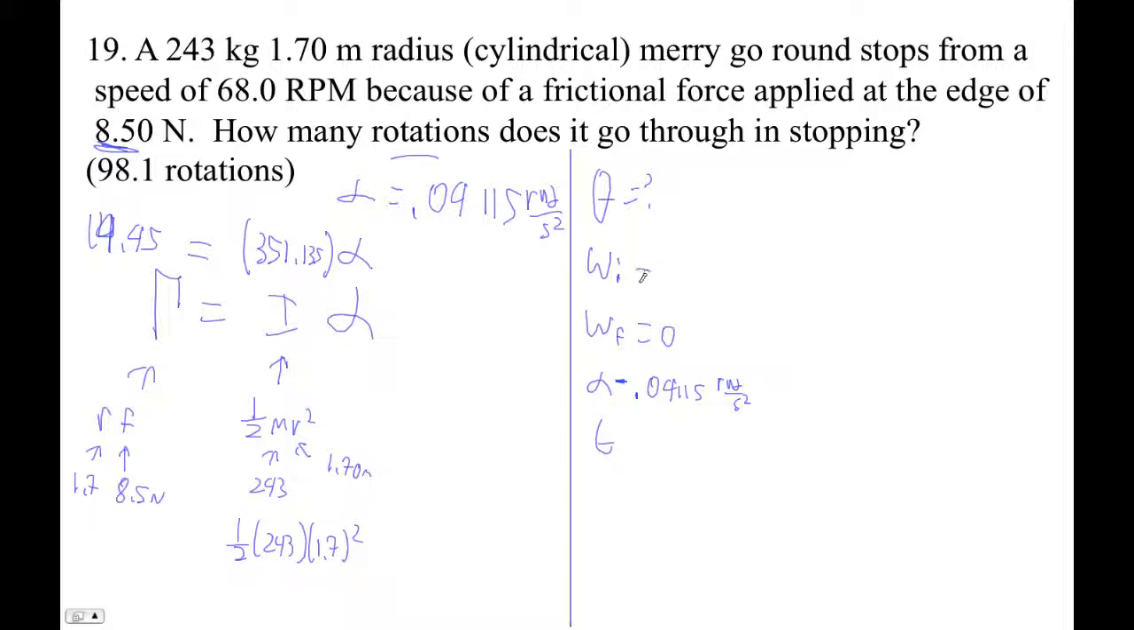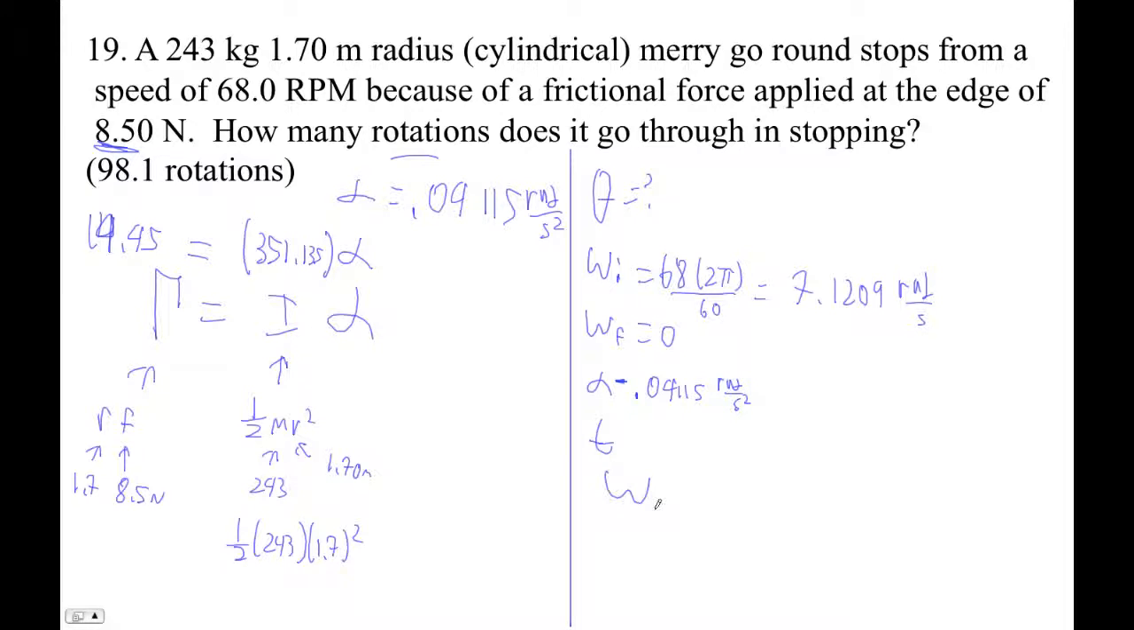Our initial velocity is 68 RPM, so 68 times 2 pi in 60 seconds, right? 68 revolutions, 2 pi radians worth of angle in 60 seconds. So 68 times 2 pi divided by 60 is 7.1209 radians per second, right?